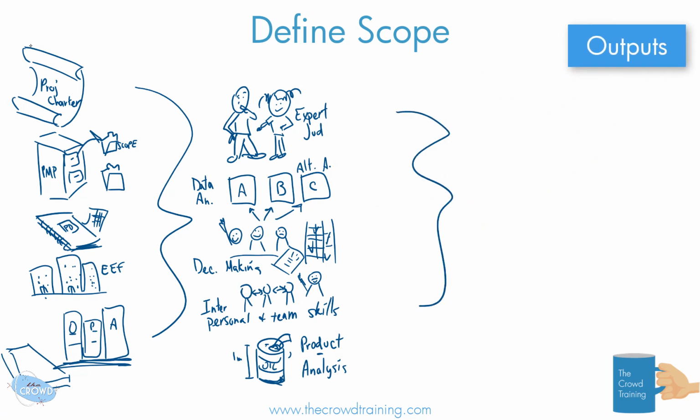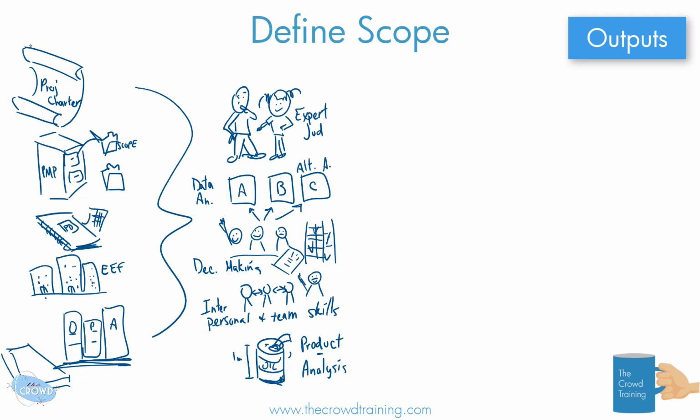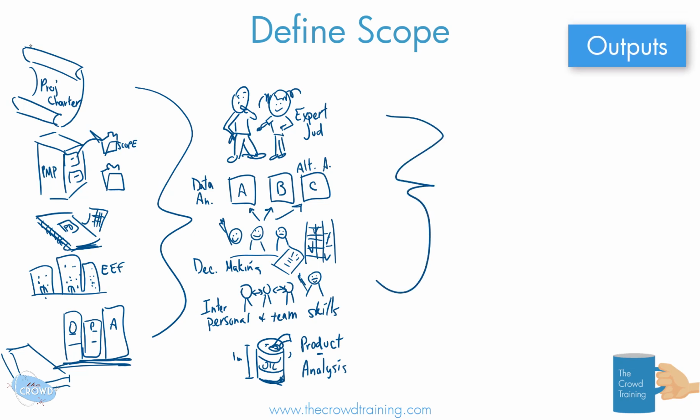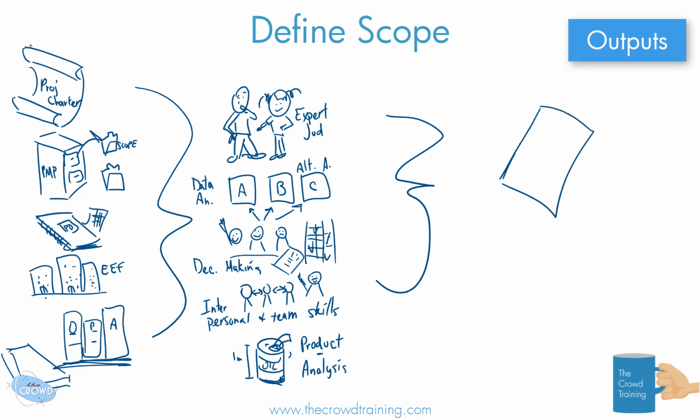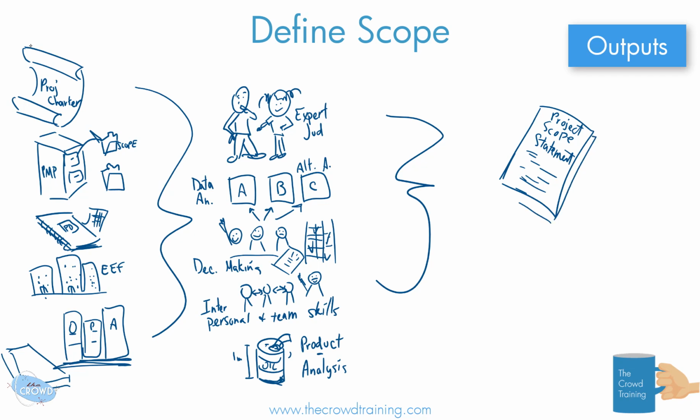Your outputs are pretty simple. I'll draw that again. If you're defining the scope, you should have some definition of the scope, and what we call that for the project is the project scope statement. This statement declares what we are going to do in terms of the work and why, and all that information.